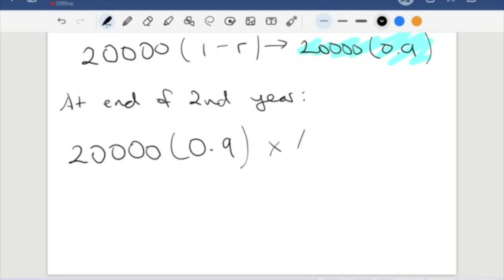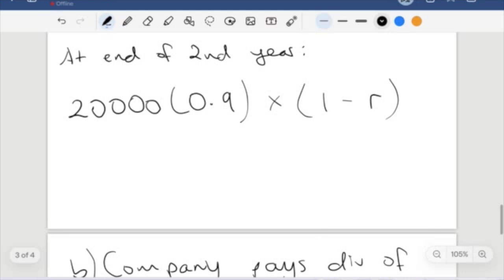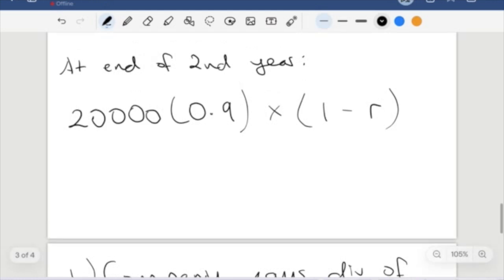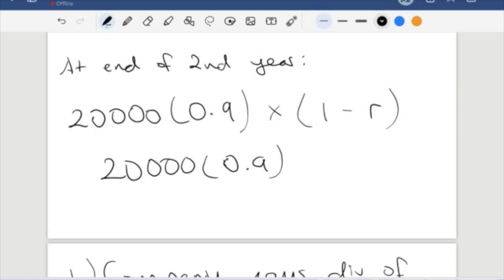So we times this again by 1 minus r. Now, 1 minus r is the same rate. The rate hasn't changed. So this is like doing 20,000 times 0.9. That's our value at the end of the first year. And at the end of the second year, we decreased this again by 10%, by finding 90% of that.